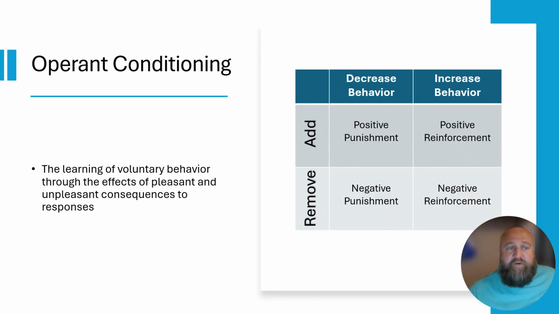So moving on, we have operant conditioning. Now, remember, conditioning is associating something. With classical conditioning, you're associating a neutral stimulus with an instinct or a reflex. With operant conditioning, you're associating an action with the benefit or the detriment of it, right? So you see here on the slide, the learning of voluntary behavior through the effects of pleasant and unpleasant consequences to responses. In many ways, you can think of this as causation.